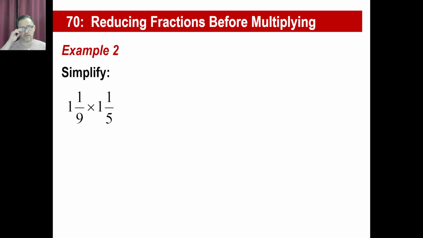Let's try another one. Simplify this, okay? By the way, let's make a guess, right? About 1 times about 1 is about 1, right? It'll be a little more than 1 because you're not just doing 1, you're doing 1 plus a little fraction. But it'll be probably between 1 and 2-ish, something like that. So let's do this part first. 1 and 1/9. 9 times 1 is 9 plus 1 is 10/9 times, I'm using a dot, 1 and 1/5 is 5 times 1 plus 1 is 6/5.